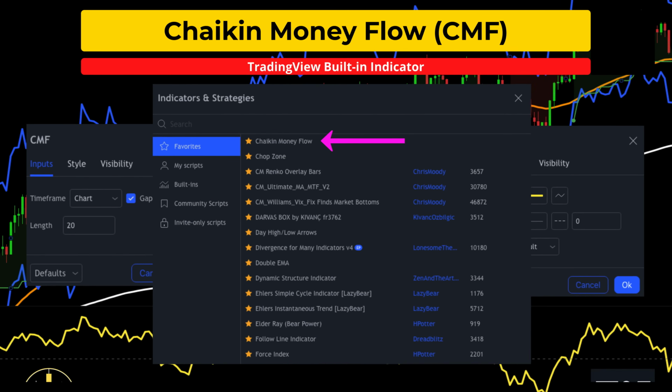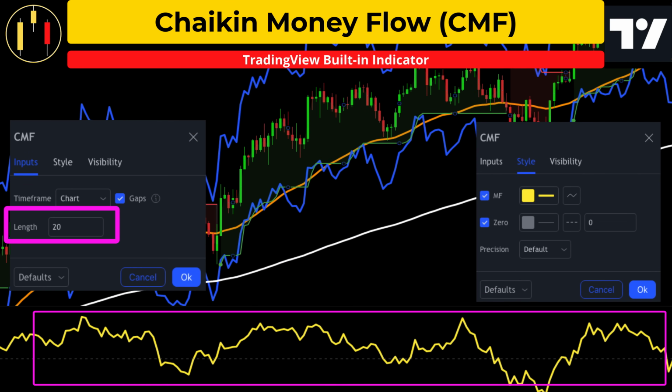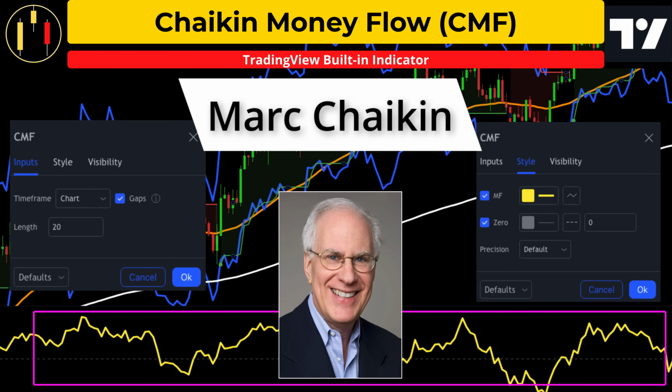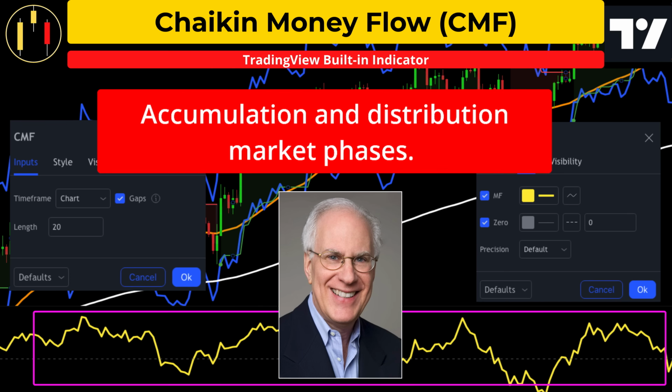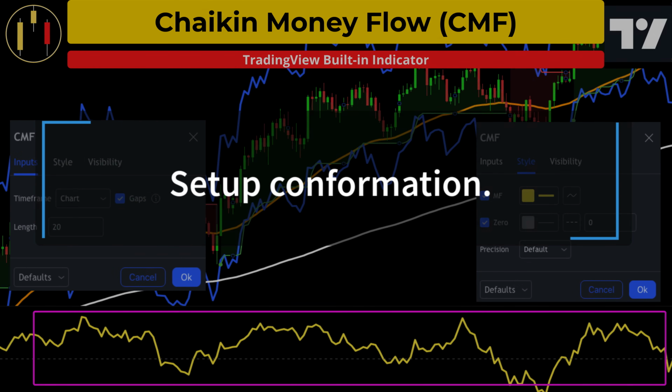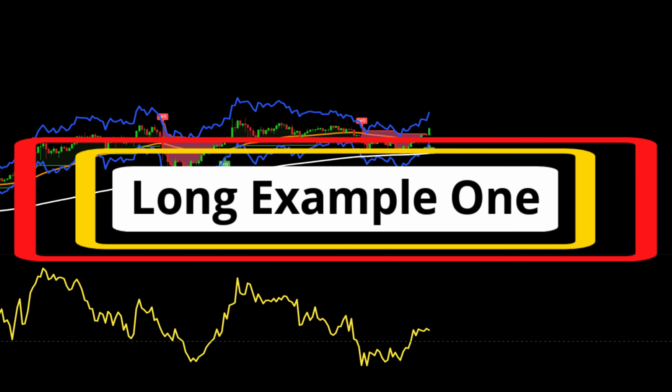The fifth and final study to place on the chart is the Chaikin Money Flow, or CMF. The input will be set to 20, and I am going to color the money flow line in yellow. The CMF was developed by Mark Chaikin in the 1970s and is used to measure buying and selling pressure, or more specifically, accumulation and distribution market phases. In Kill the Sheep, the Chaikin money flow will be used in a somewhat subjective manner to validate the system's signals. Let's go over entry criteria and review some examples.